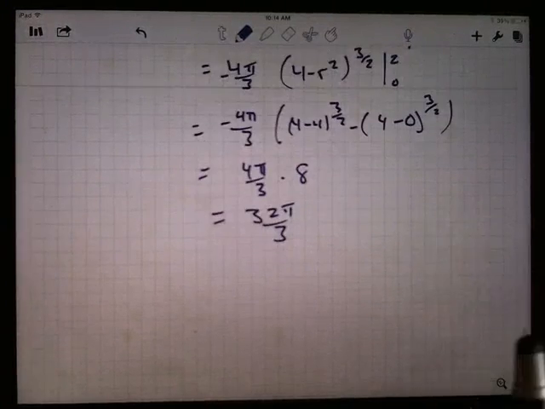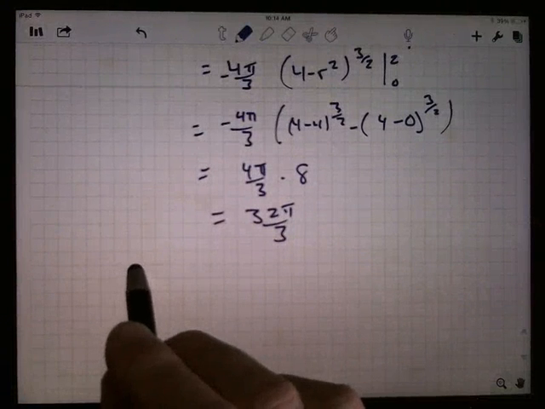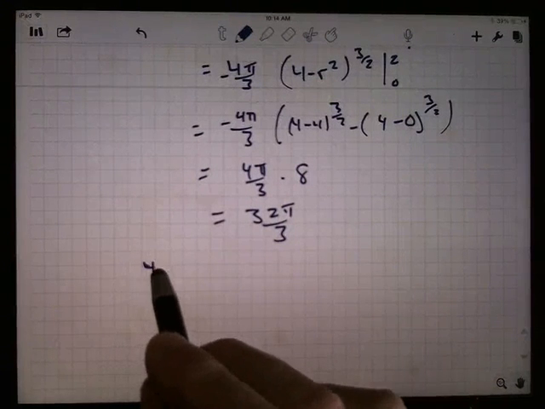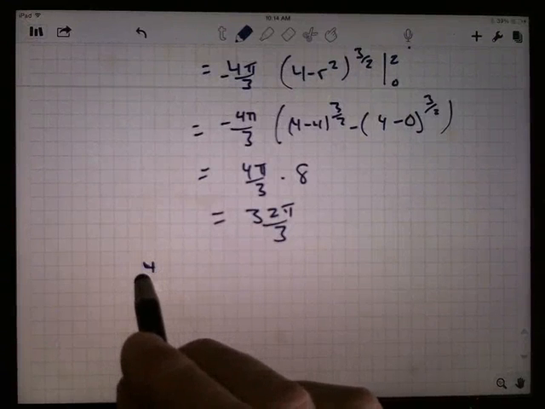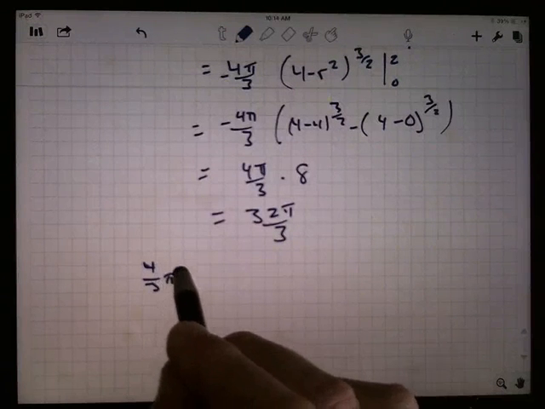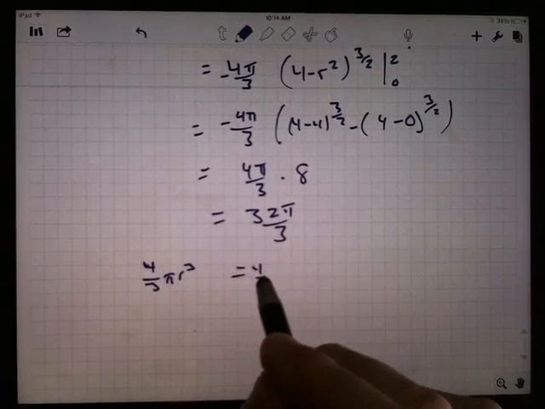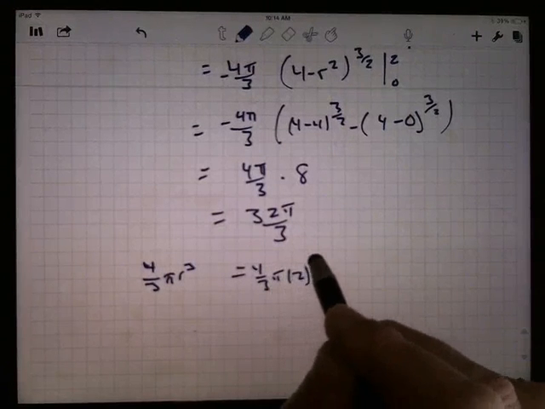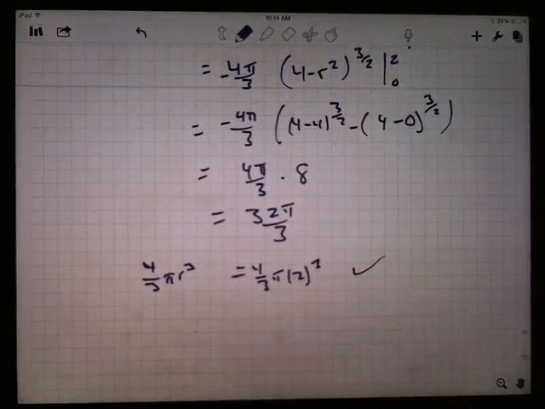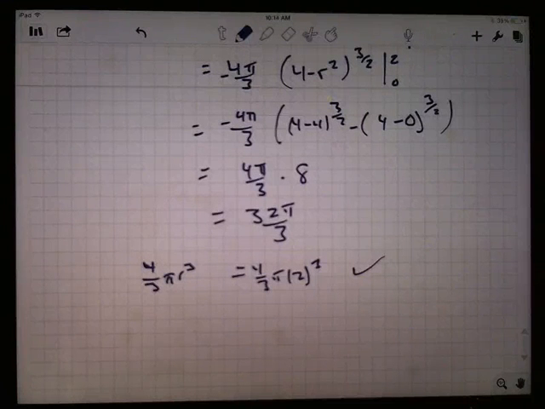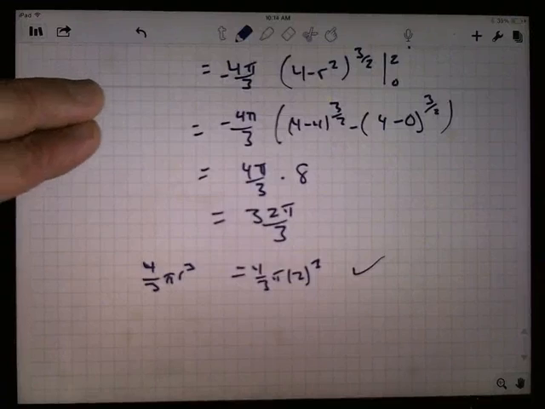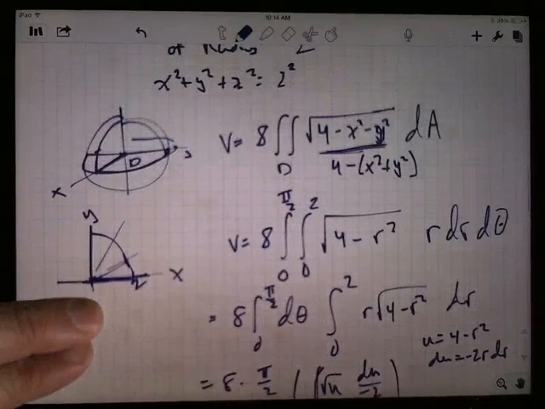And I'm pretty happy with that answer, because I happen to know from a previous life that the volume is 4/3 pi r cubed, and so this should be 4/3 pi times 2 cubed, and look at that. That's what we got. Okay, so there is the volume of a sphere calculated with a double integral in polar coordinates.